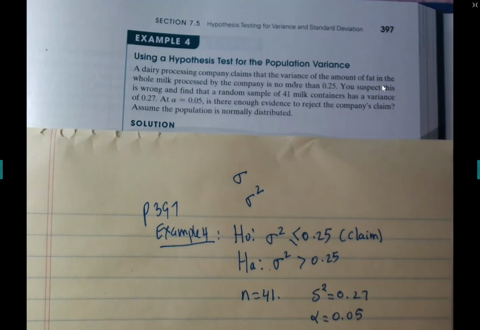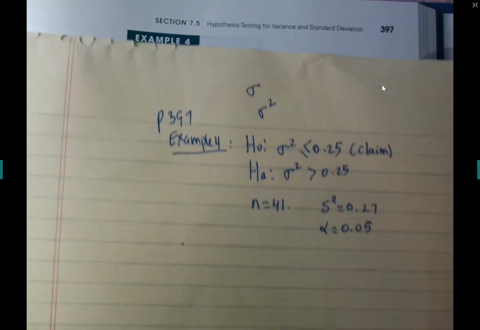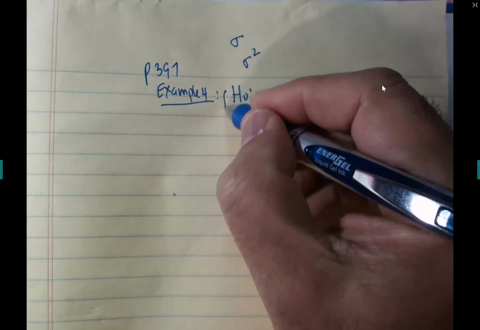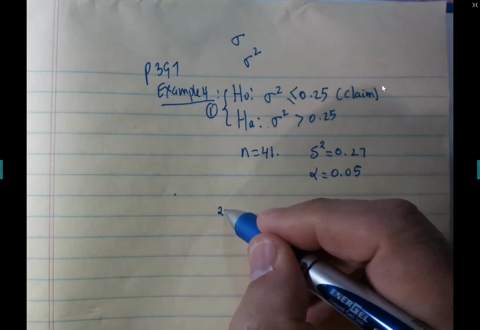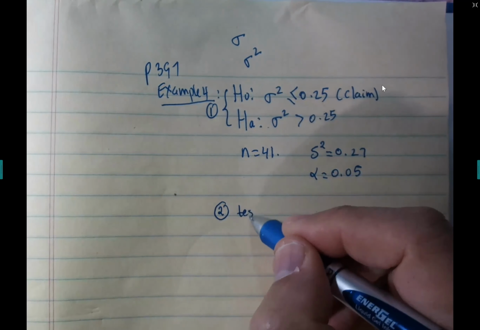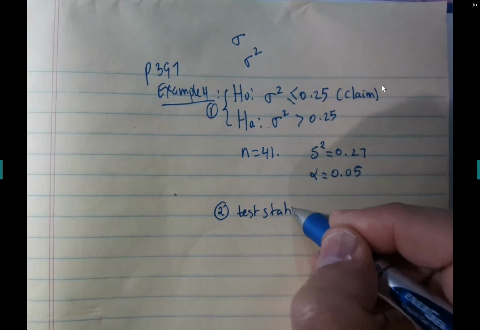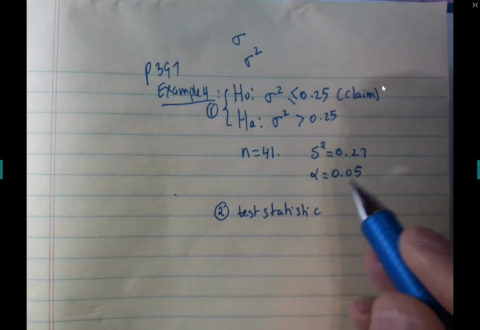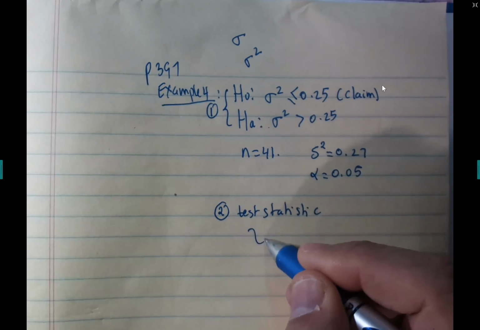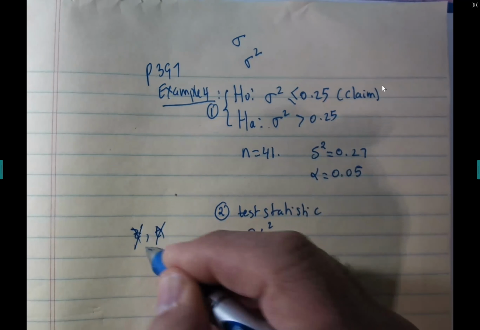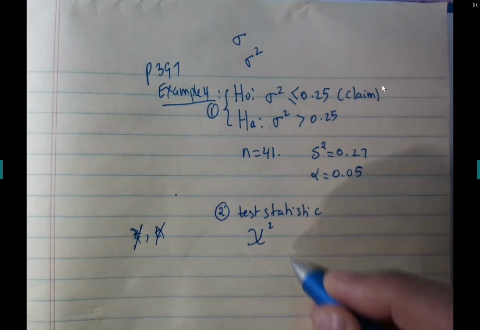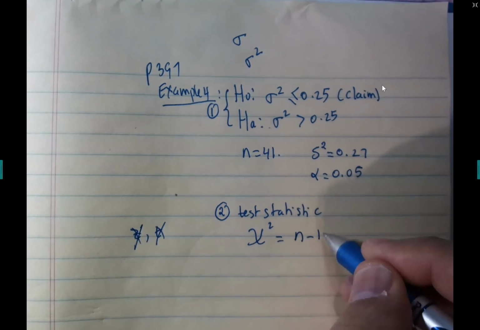Alpha is 0.05. Okay, let me show you the new steps that you'll be learning here. So step number 1, something we've done already. Step number 2 is find the test statistic. And let me give you the formula. You'll be provided with a formula for this one. We call it chi-square. So it's not a Z and it's not a T, guys. Neither one. It's called chi-square. It's this formula.